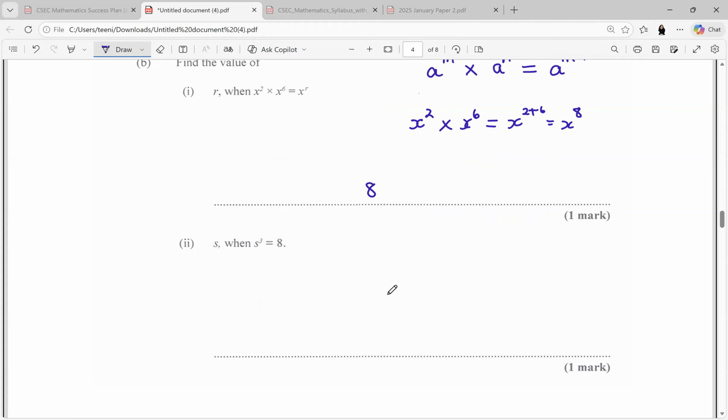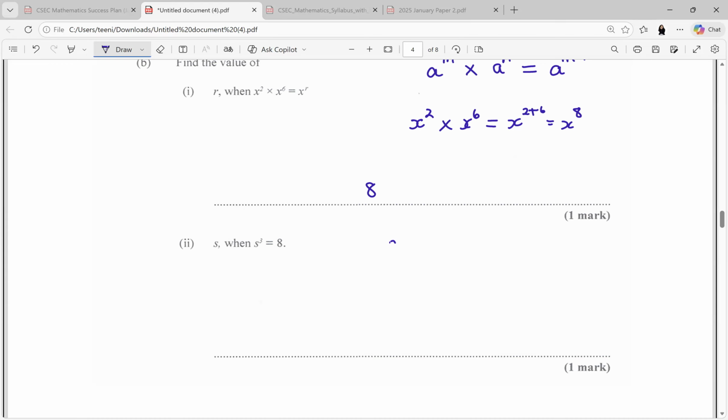Fired, what would s be equal to? If s cubed is equal to 8, what is s? What number, when you raise it to the power of 3, will give you 8? Do you know? No.